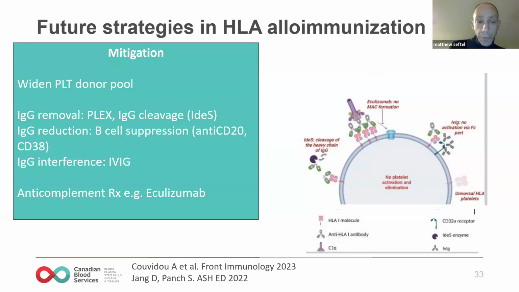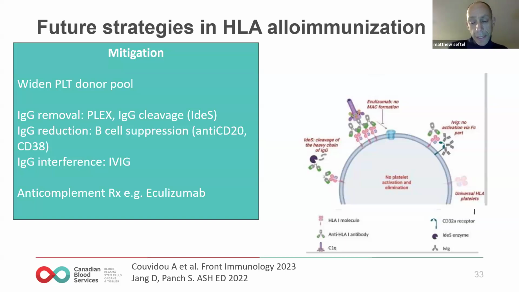Reducing immunoglobulin by suppressing B cells is something that Dr. Steyn referred to. You guys used rituximab for that patient. Anti-CD38 or daratumumab has been used in similar circumstances, I think all within the range of small case series and case reports. And classically, immunoglobulin interference using IVIG is another method that can be used. Again, it usually has short-term potential benefits, and the evidence to support it is not very strong.